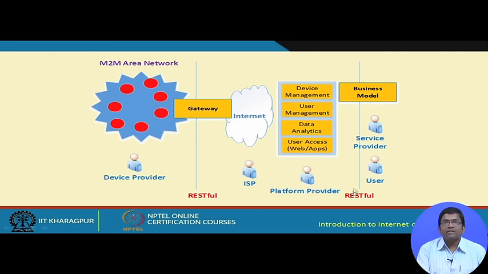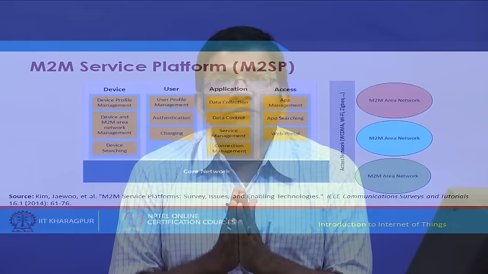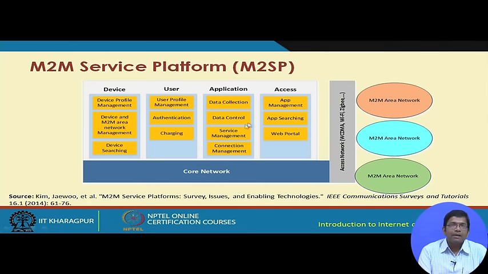And then again through a RESTful architecture interface, it is sent to the service providers and the users, and the corresponding business model is taken care of at this particular stage. So when we talk about this service platform, we have the M2M service platform, in short called the M2SP. In this M2M service platform, we are talking about different functionalities of devices, users, applications and access, right?